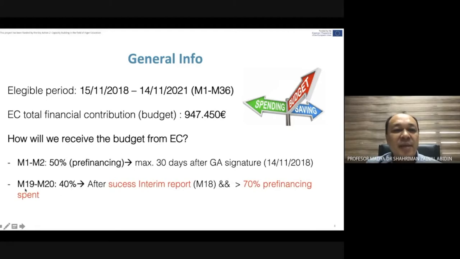So how we spend the money depends on our partnership agreement. Every 6 months the coordinator from Spain will transfer money. And then in month 20, we need to make sure 40% is... sorry, we will get 40% after we successfully submit the interim report in month 18, and we need to make sure 70% of the pre-finance money is spent.